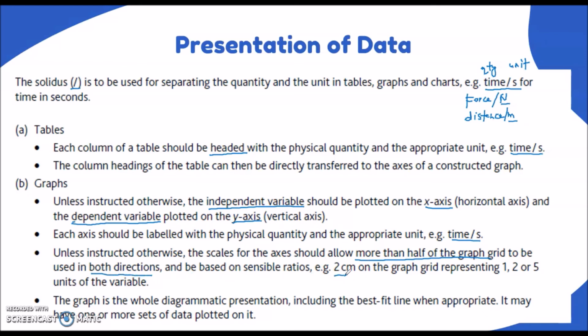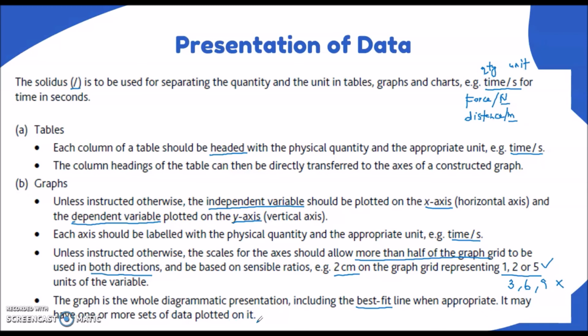For example, 2 cm on the graph grid representing 1, 2, or 5 units of the variable. This one is a sensible ratio. Don't pick 3, don't pick 6, don't pick 9. This one is not allowed. Make sure it is in multiples of 1, 2, or 5. The graph is the whole diagrammatic presentation, including the best fit line when appropriate. It may have one or more sets of data plotted on it.